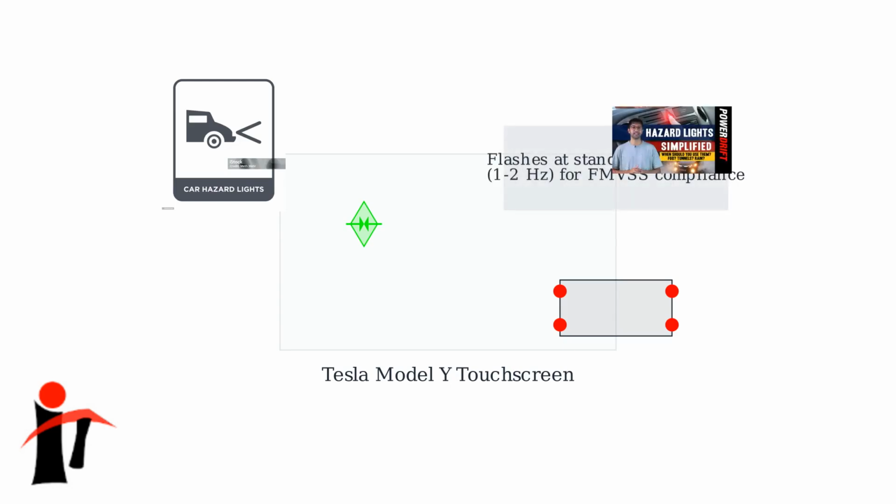The hazard lights flash at a standard rate of approximately 1 to 2 times per second, complying with U.S. federal motor vehicle safety standards.